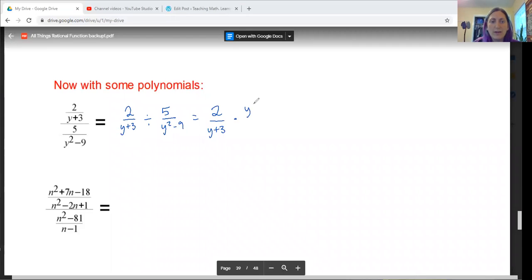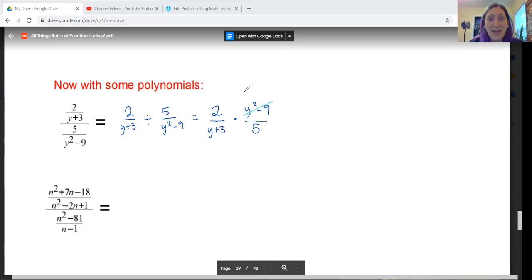times y squared minus 9 over 5. Okay, let's factor this. This should look familiar. It's got a subtraction sign. There's a perfect square. It's a difference of squares. It's so easy to factor. So instead of that, I'm going to cross this out, and we're going to just write the actual factored form right above it.